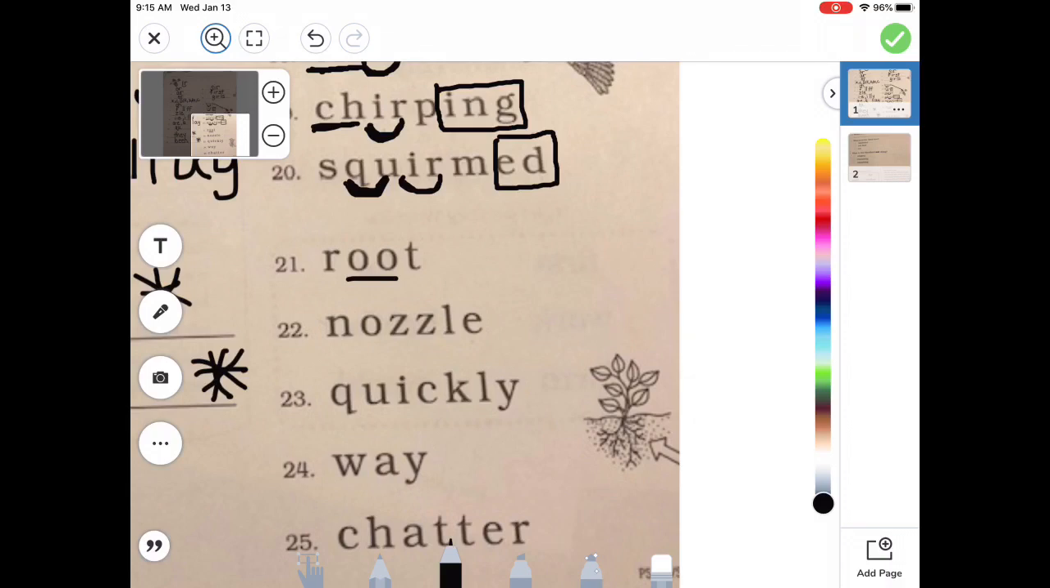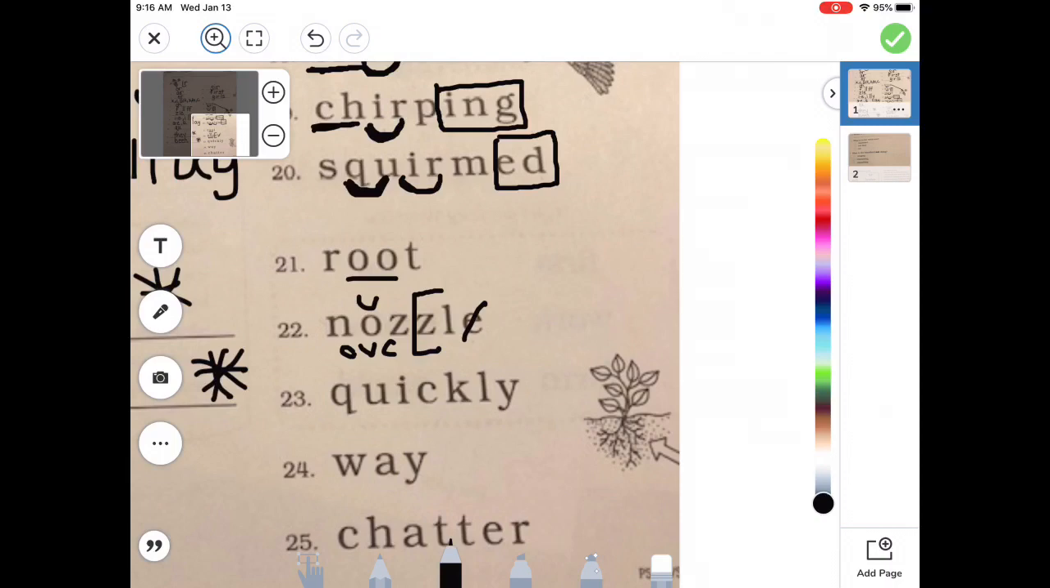On number 22, what do you notice about this word? Ooh, I see it. It has that final syllable, G-L-E. So I'm going to put my bracket up, and I'm going to cross off the E. Now I just have a CVC word left. So I know that O is going to be short. Noz, zle. Nozzle. Very good.